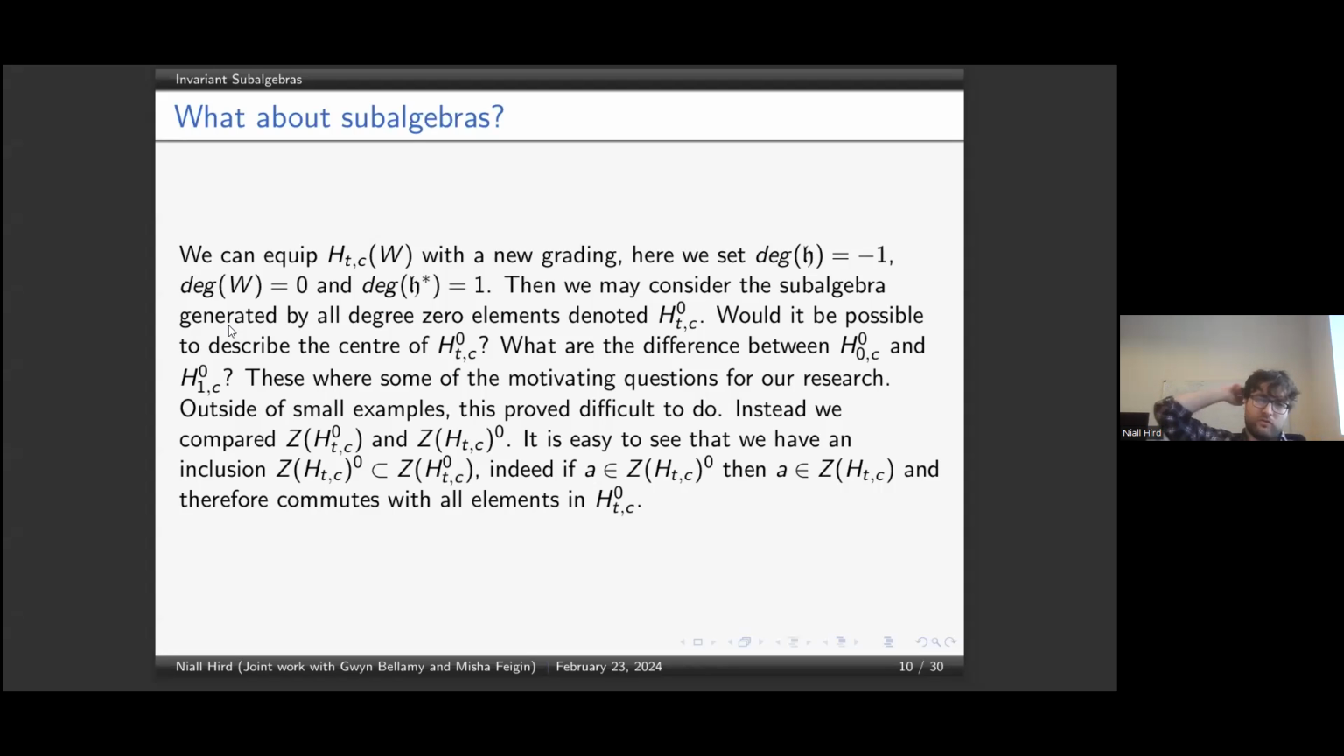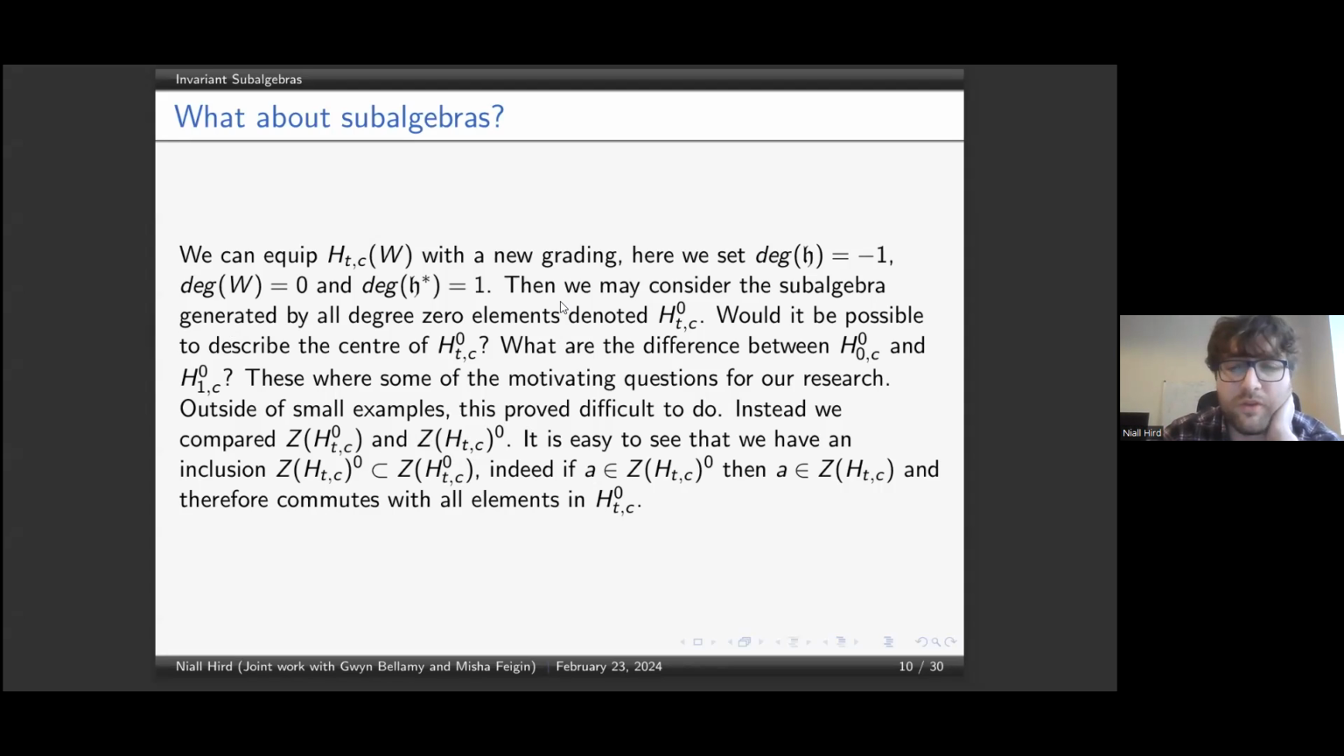Yeah, we realized these are pretty difficult questions. So we tried to get a better understanding by comparing it with other subalgebras and seeing what we could determine about that. So we took Z of H0 on the inside, that's the center of this degree 0 part, and we compared it with the degree 0 part of the center. So that's this part on the right here. So we take the center of the whole thing and then take the degree 0 part of that.